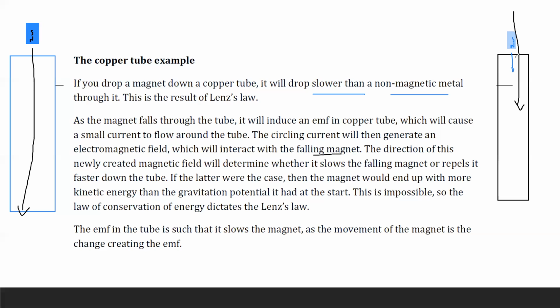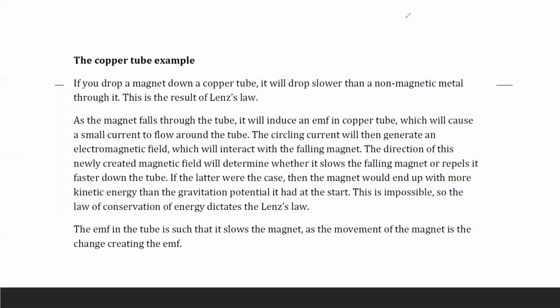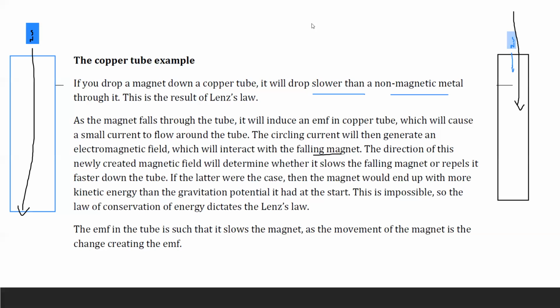First, when it is moving towards the center, the magnetic field is increasing, so it will try to decrease it, but when moving away from the center, the magnetic field is decreasing, so it will try to increase it. Otherwise the magnet would end up with more kinetic energy than the gravitational potential energy it started with, and this is impossible. So the law of conservation of energy dictates Lenz's law. The EMF in the tube is such that it slows the magnet.